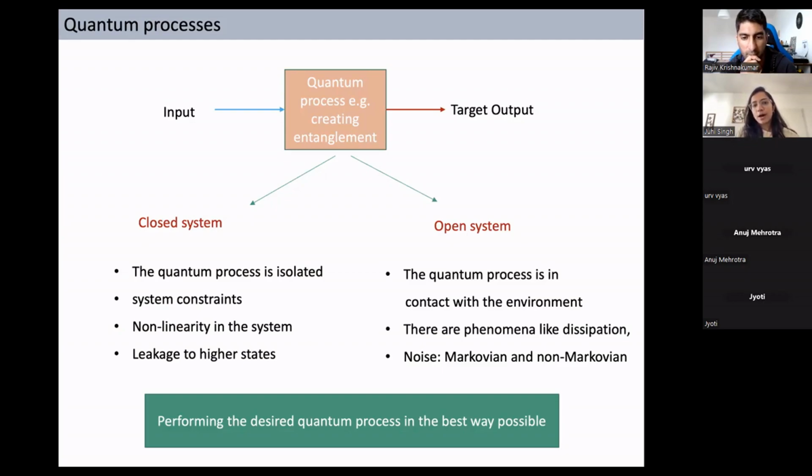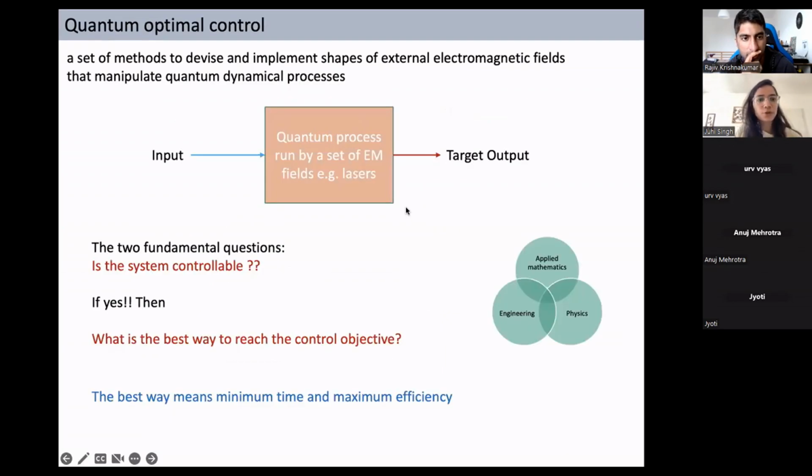Then our goal is to perform these quantum processes in the best way possible, keeping in mind all these problems. And now here comes quantum optimal control. So what is really quantum optimal control?